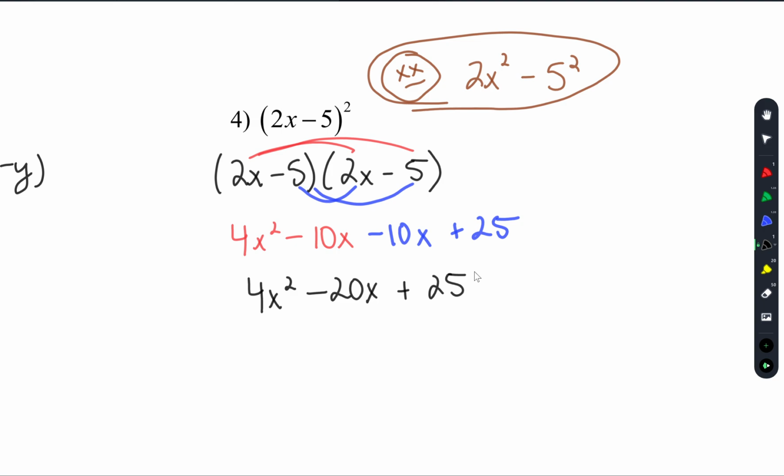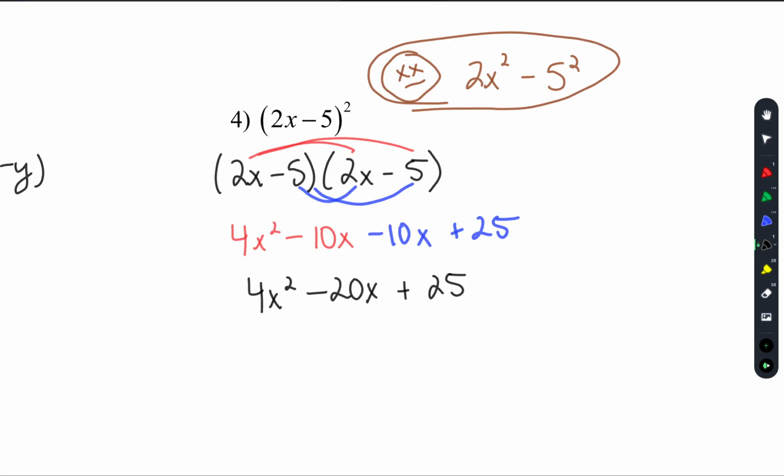Combine like terms. Okay, so check, you got positive 25 and 4x squared. And then you had to combine the two negative 10s to get negative 20, negative 20x. Good? Yes? Okay.